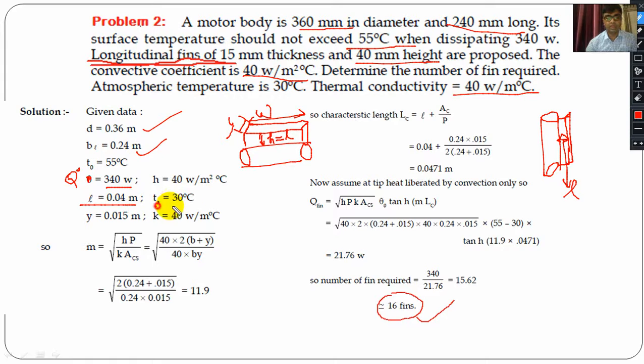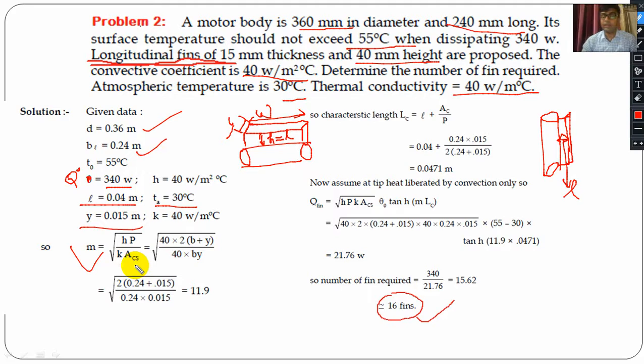Now the ambient air temperature is given as 30 degrees centigrade, and the thickness is given as 15 mm. So the conductivity is this one. So now everything is given. The first step for a fin problem is always to evaluate whether all the things are given. So always evaluate the m value, because without the m value you cannot move further.